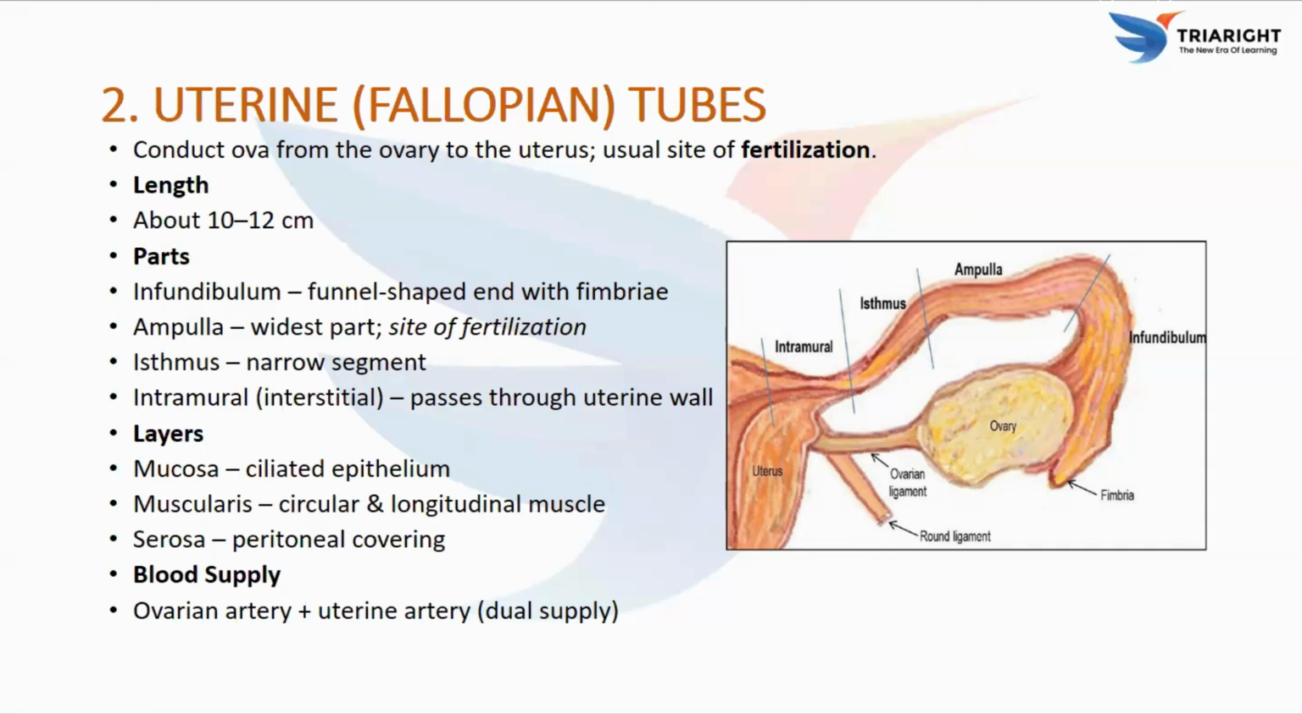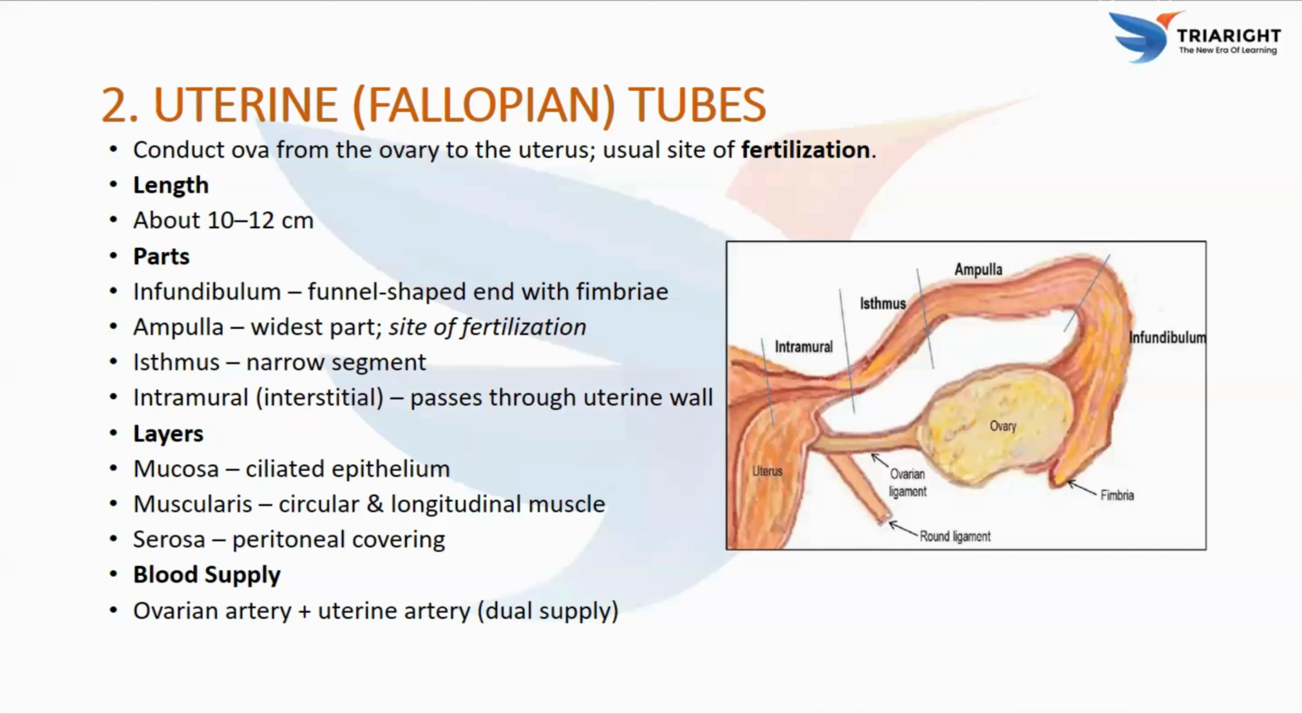So what is the length of these tubes? Each tube is about 10 to 12 centimeters long, which is similar to the length of a finger. So what are the parts of the uterine tube from outside to inside? The first part is the infundibulum, which is a funnel shaped end near the ovary. This infundibulum has fimbriae, which are finger-like projections. They sweep the egg into the tube after ovulation.